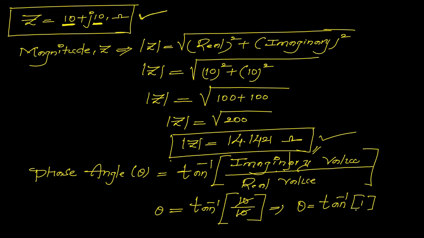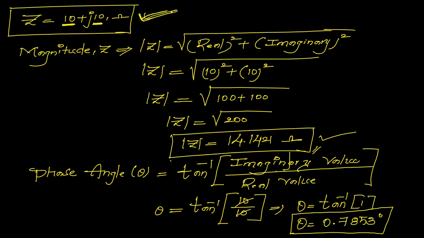Now what is the value of this tan inverse? The tan inverse of 1 is given by 0.78. Here theta is equal to 0.7853 degrees. So this is the phase angle for this expression, and the other is the magnitude. After getting the magnitude and phase angle, we are going to get the polar form of the given impedance.